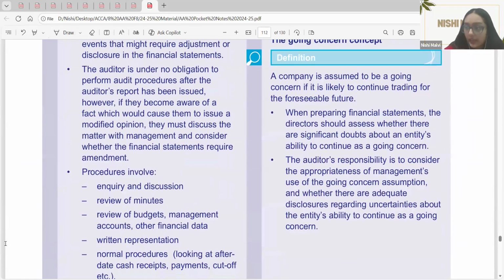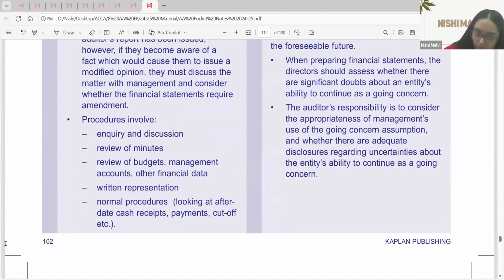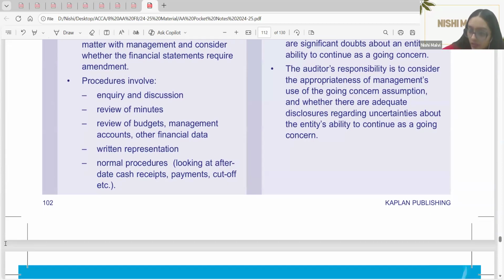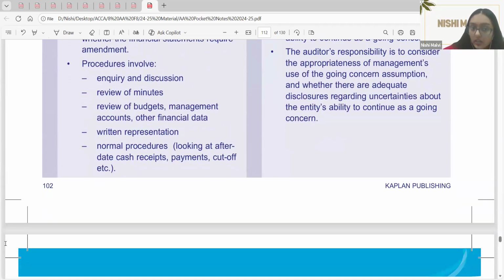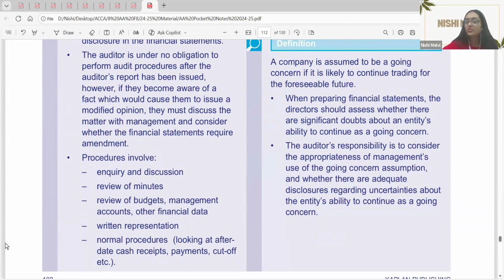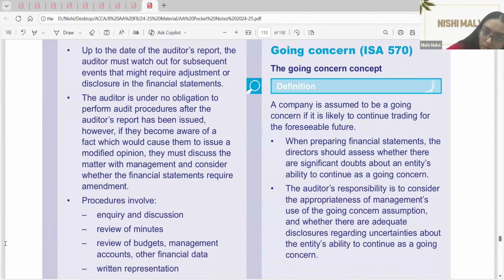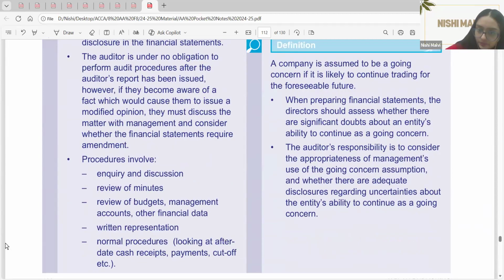Okay. And in case they still identify any problem, they can ask the management to change. Now, procedures involved towards the end: inquire and discuss with the management, review the board minutes, any subsequent event, any subsequent insurance claim, anything. Check for the written representation, review the budget, normal procedure, check how the after-date cash receipts are done, and whether cut-off testing is done correctly or not. You need to check for all these issues. Okay. And now coming on to going concern.